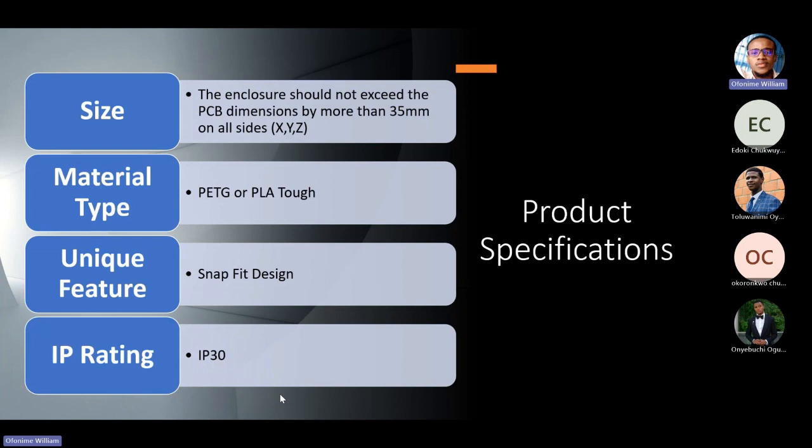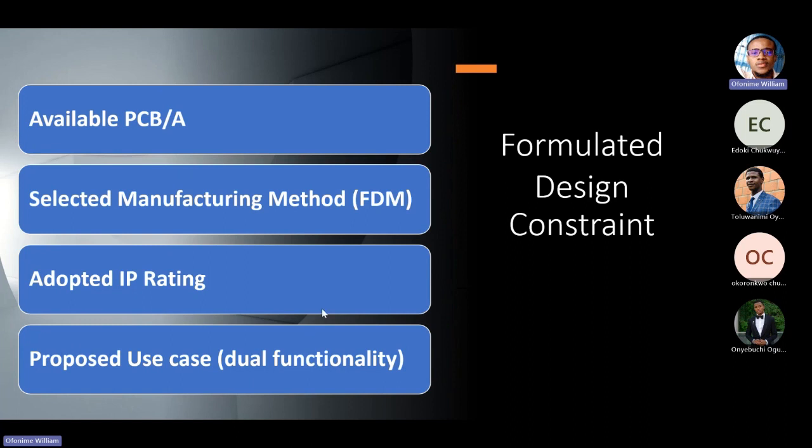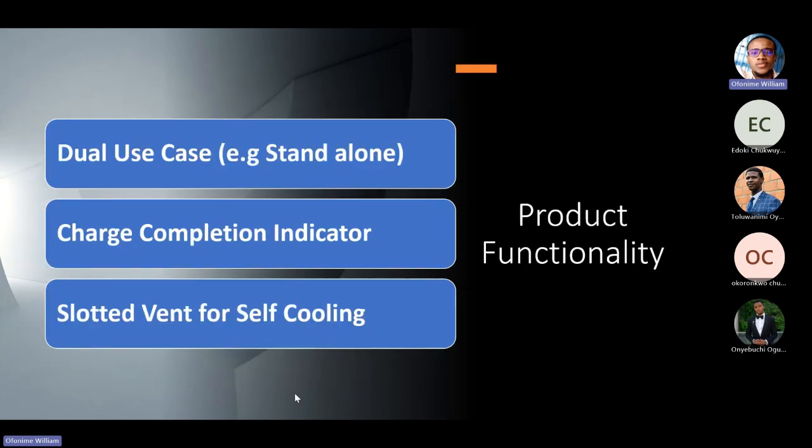So having said that, we move straight ahead to our formulated design constraint. So why do we call this a design constraint? Okay, just before we get into this design constraint, let me just show us a bit of one other term that will also affect our thought process before we get back to how we formulated the design constraint. So that would be our product functionality.